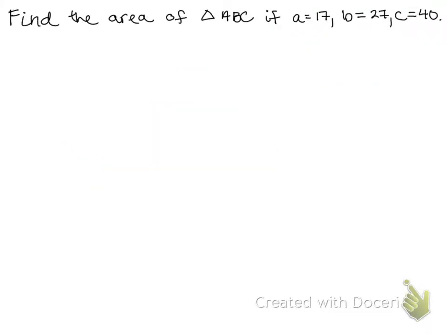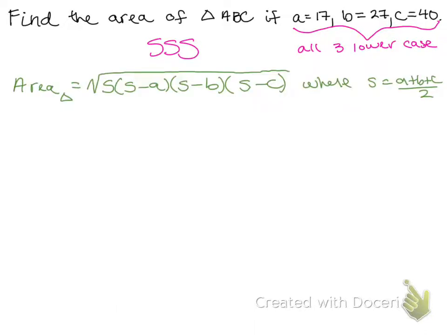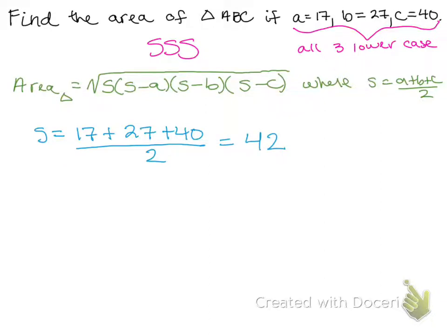Next example. Find the area of triangle ABC if A is 17, B is 27, and C is 40. Notice we have all three letters represented, and they're all three lowercase. That means we have side-side-side. So that's the formula that we're going to use. The first thing we're going to do is find S. So S is 17 plus 27 plus 40, all divided by 2, which is 42.